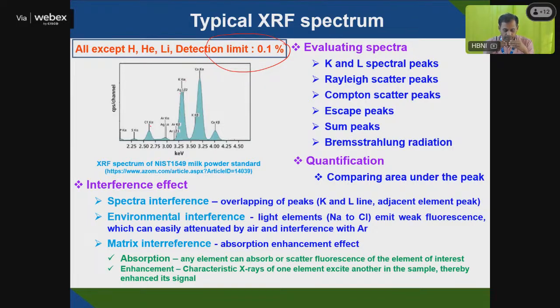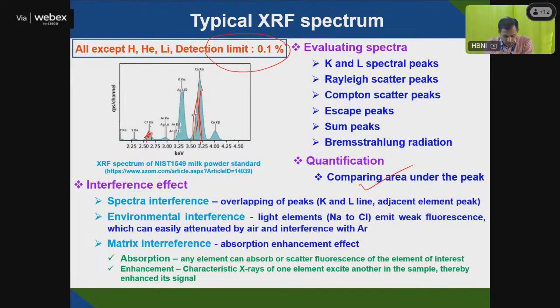Sometimes, because of the chamber, all those gaseous elements are there, and sometimes absorption enhancement occurs, so that will interfere. But you can evaluate the KL spectra, Rayleigh scattering effect, Compton scatter, and Bremsstrahlung radiation. If you take care of all those things, you are able to identify by comparing the area under the peak. So what is the area under this peak?